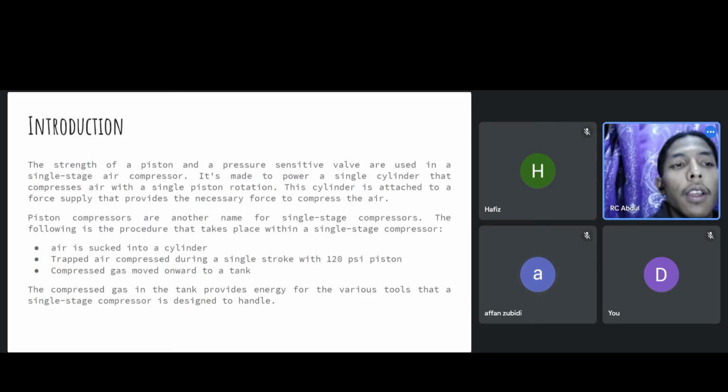The following is the procedure that takes place within a single stage compressor. First, air is sucked into the cylinder. Second, the trapped air is compressed during a single stroke with a 120 psi piston. Third, the compressed gas moves onward to the tank. The compressed gas in the tank provides energy for the various tools that a single stage compressor is designed to handle.